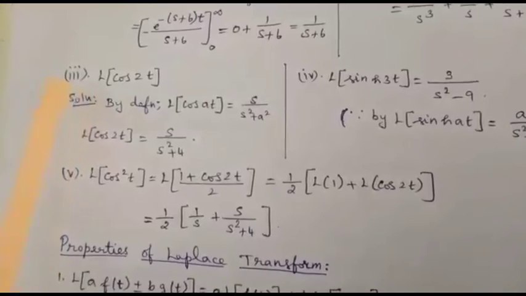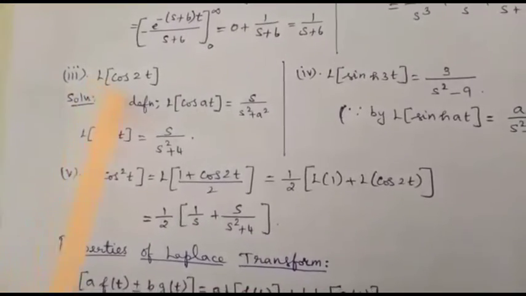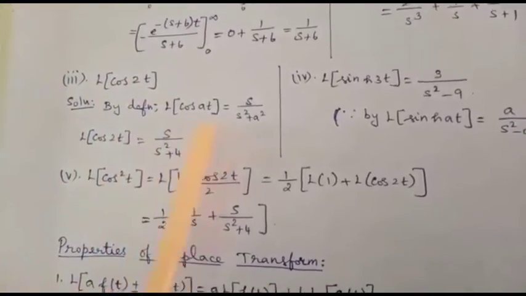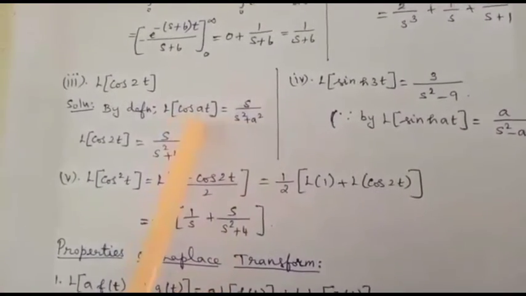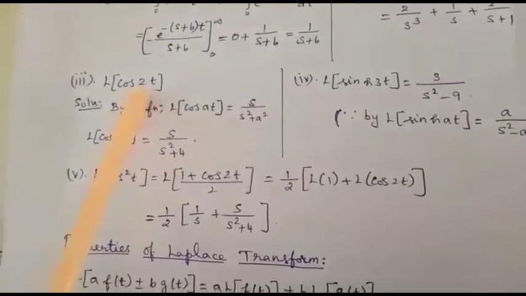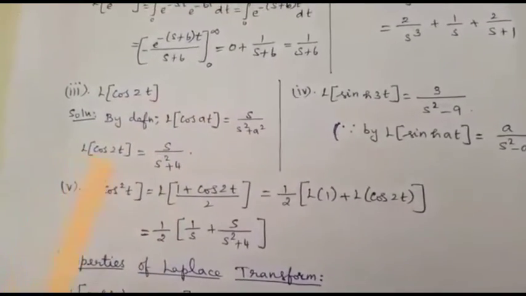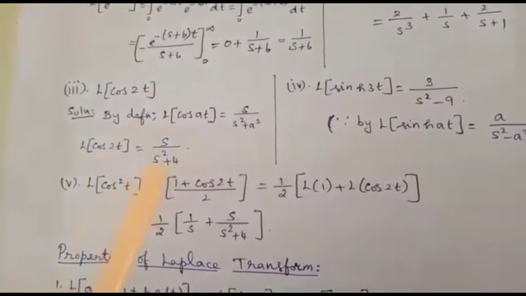Next we are going to see the Laplace transform for the function cos 2t. By using the formula of L of cos at is s by s square plus a square. Here in this function you have a equal to 2. By using the definition, L of cos 2t equals s by s square plus 4.